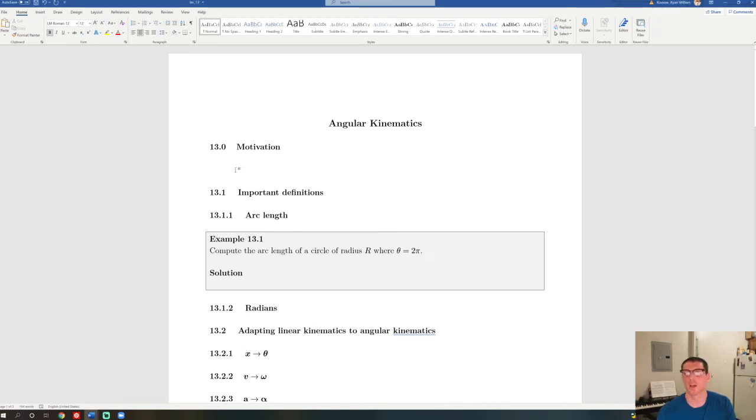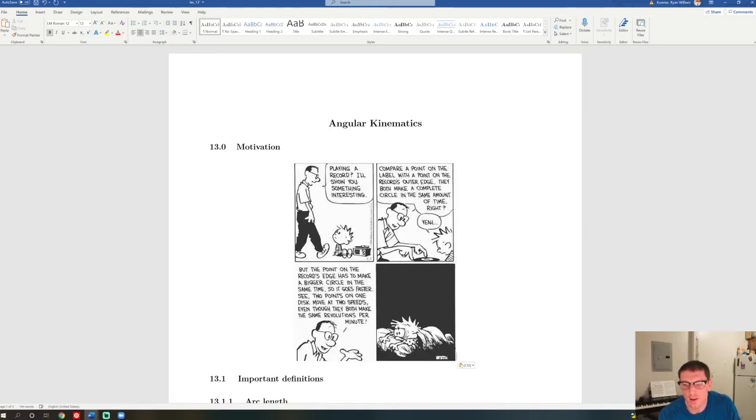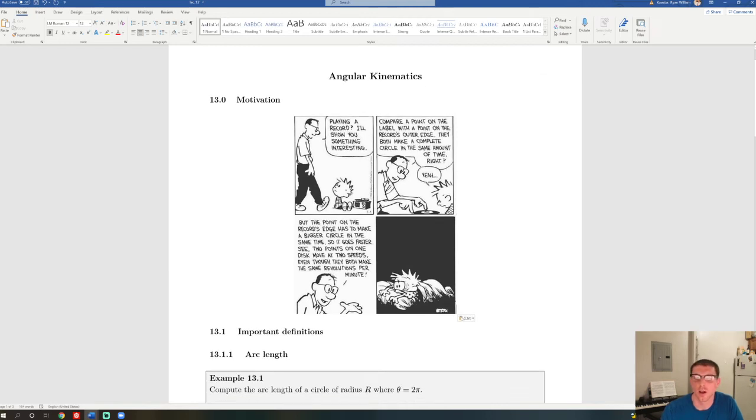Hey everyone. In this lecture we're going to be discussing angular kinematics, and to begin with I'd like to share a Calvin and Hobbes strip that I remember reading when I was very young, and I also remember my reaction being much like Calvin's. So let me just read this for you.